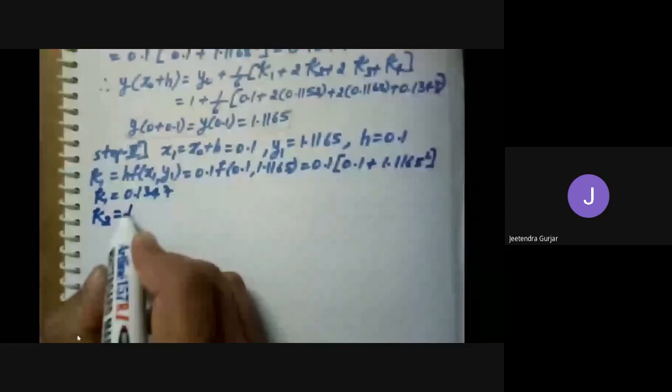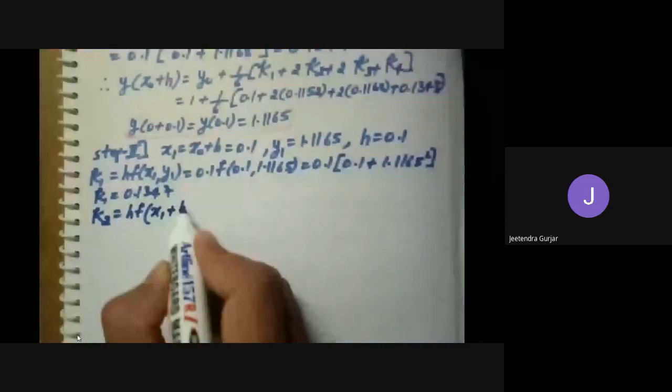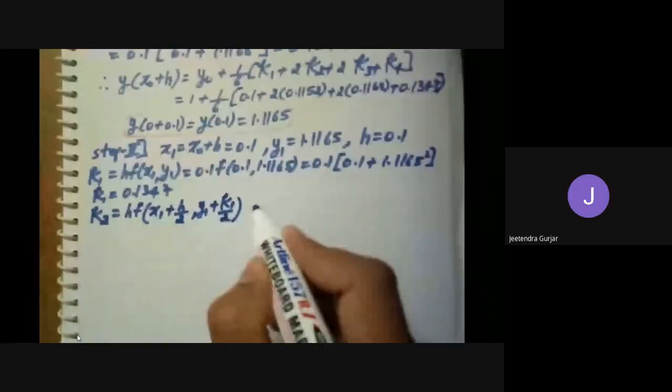We will go for the next one, very important, that is K2 is equal to h f of x1 plus h upon 2 comma y1 plus k1 upon 2. Now substitute the values, students. It is 0.1 f of, I can calculate this, x1 is 0.1 plus h upon 2, 0.1 upon 2. So it is going to become 0.15, students. Here also y1 plus k1 upon 2. Y1, what do we have? 1.